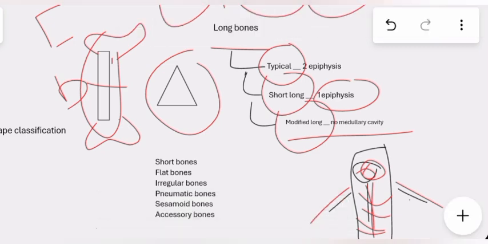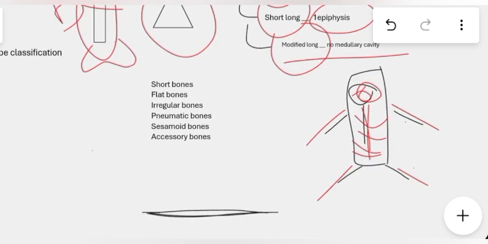Now, moving on. This was the shape classification, and the first shape is long bones. The second shape is short bones. The best example of short bones are the carpals and the tarsals, like the bones in your wrists and the bones in your ankle. Then we have flat bones. The purpose of these flat bones is that they provide protection.